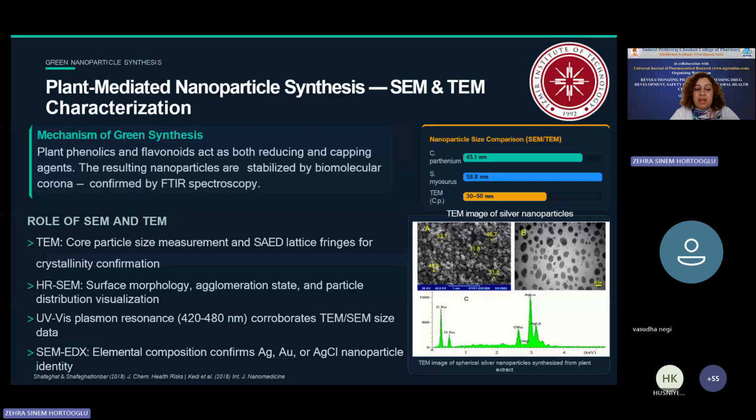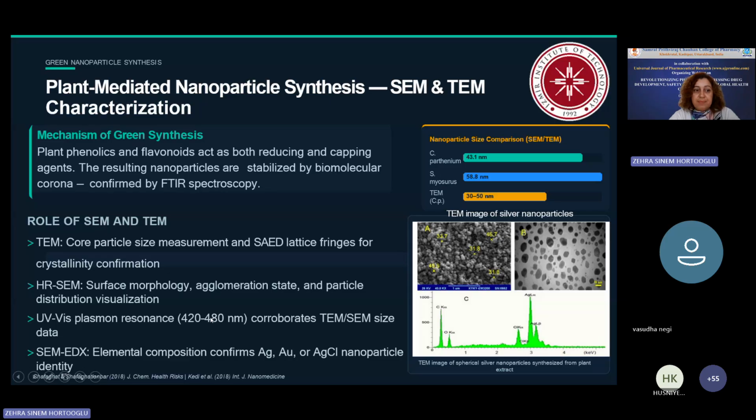With HR-SEM, we get surface morphology, agglomeration state, and particle distribution visualization, UV surface plasmon resonance, and core-based TEM and SEM size data. With SEM and EDX analyses, we get the elemental composition, which confirms, for example in this sample, silver nanoparticles synthesized from plant extract. Silver or gold nanoparticle identity is very important.